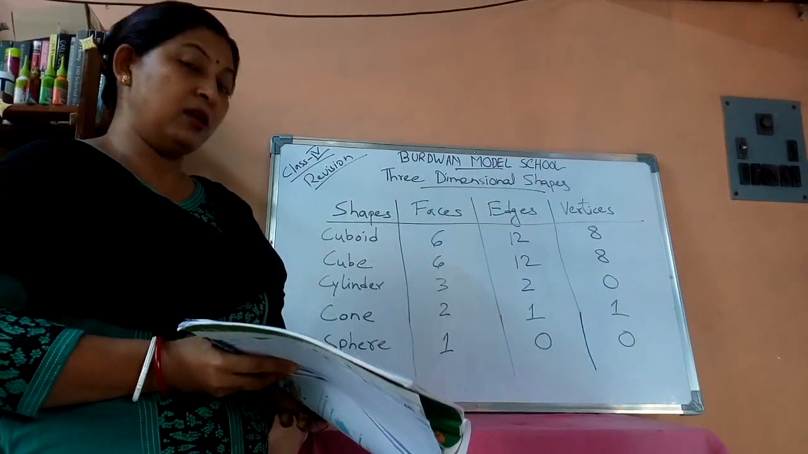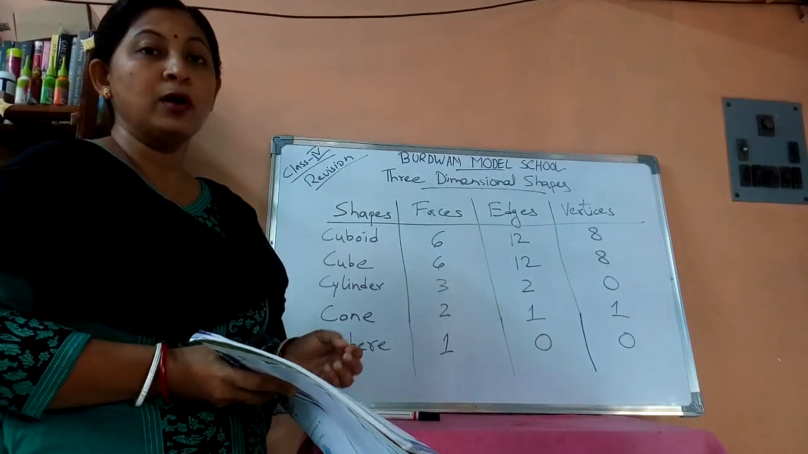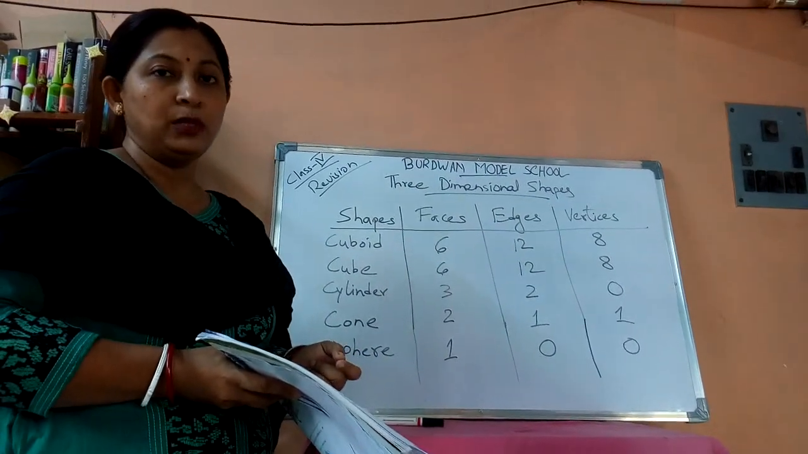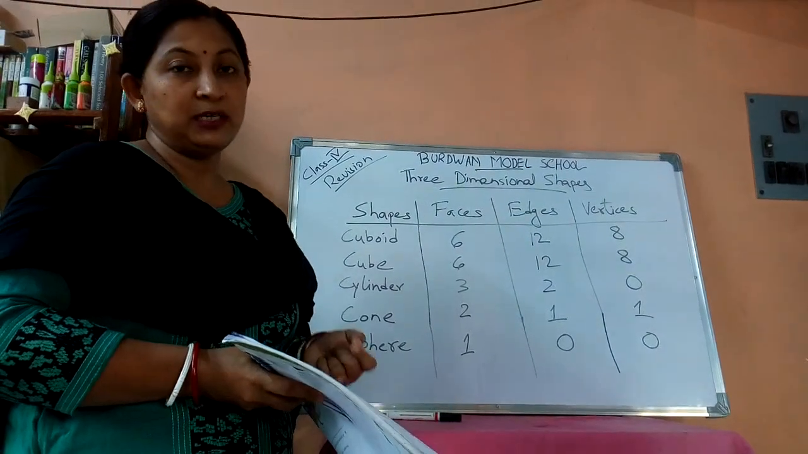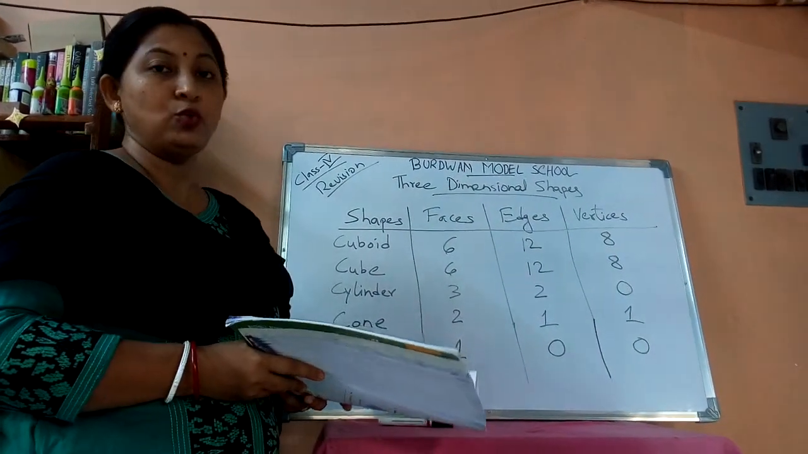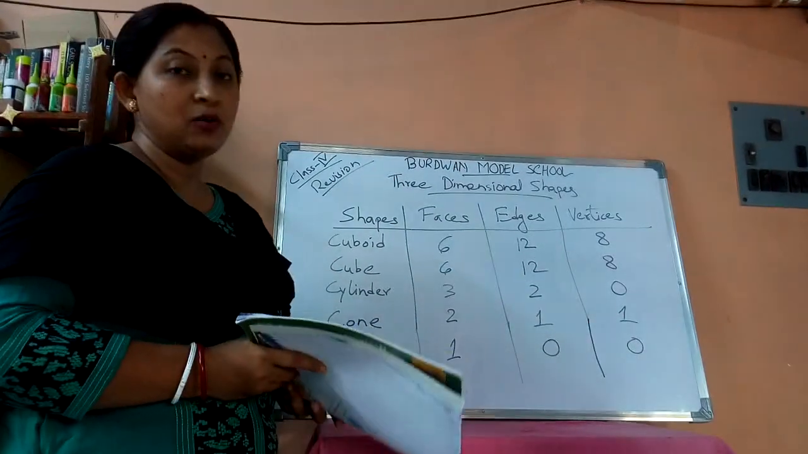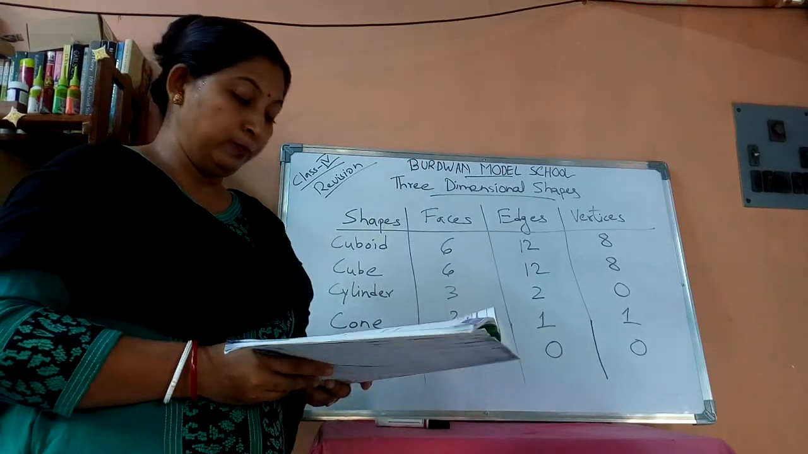Similarly, if you take a cube, just imagine an ice cube, a dice or a sugar cube. You all play with dice, so you can take it very easily. A dice also has the same 6 faces, 12 edges and 8 vertices. Vertices means the corners of the cube.